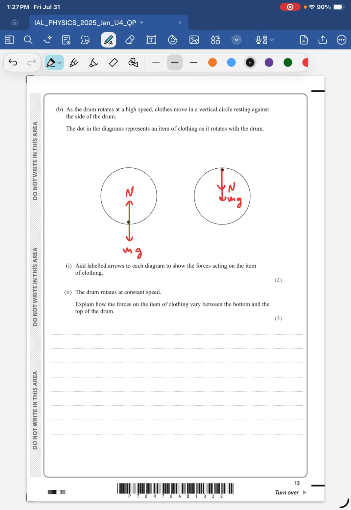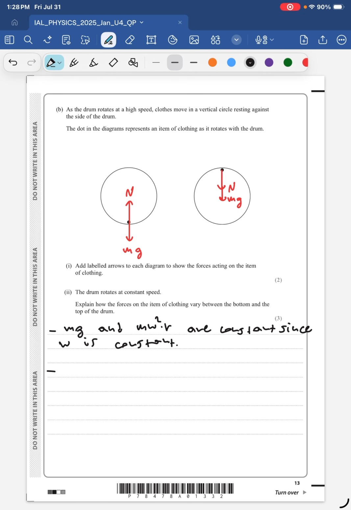Part 2. The drum rotates at constant speed. Explain how the forces on the item of clothing vary between the bottom and the top of the drum. So, M times G and M omega squared times R are constant since omega is constant. This is what they tell us.